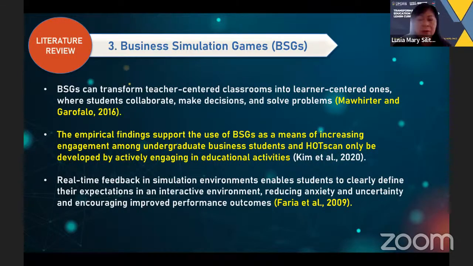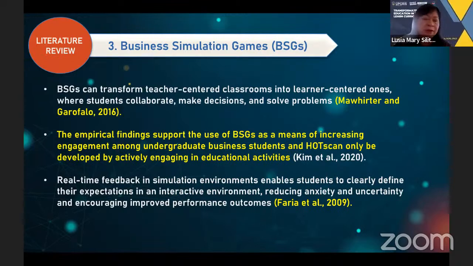And problem solving, yes. Especially in the business simulation game, they give you a case study. You have to solve the problem, and when you solve the problem, they directly give you the result. The result is usually in the form of a graph. You can see your performance is good, your performance is not good, and so on.